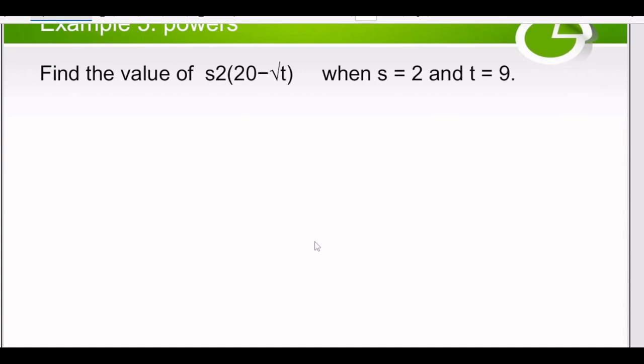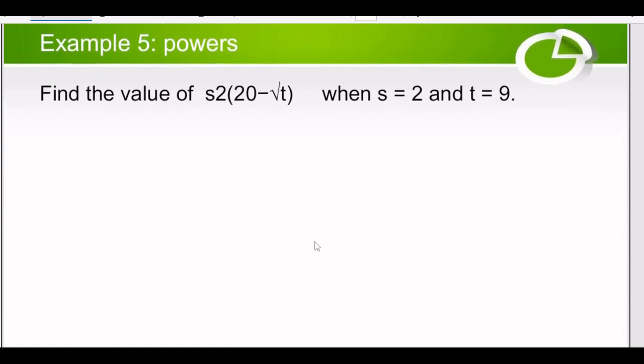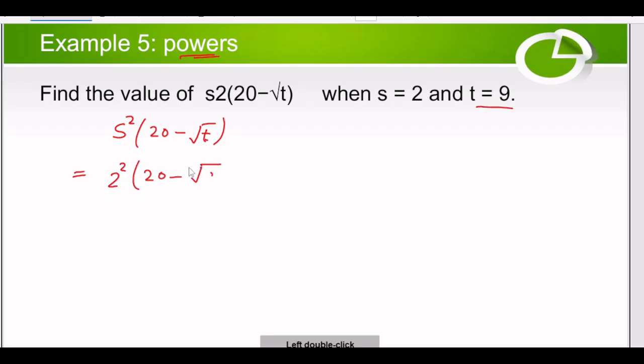Now, find the value when we have an expression that involves powers. This is actually s square, guys. This is s square into 20 minus square root 2t. So, we have one power, square root, and another, square. The value of s is 2, so we replace s by 2, then 20 minus square root t, where the value of t is 9.